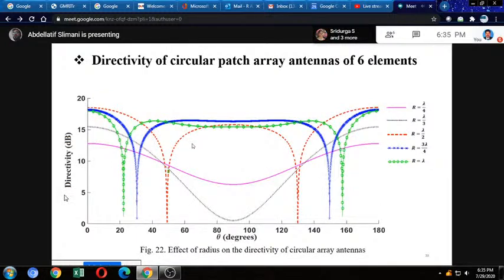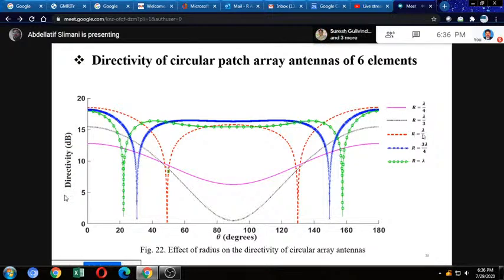So I pass to the directivity of the circular patch array antenna. Here I talk about radius, not inter-element distance. If I take the first radius equal lambda per 4 in pink color, I can observe that I have omnidirectional radiation. And if I increase the radius toward lambda per 3, what happened? I can observe that the level of radiation increases in comparison with the first case.